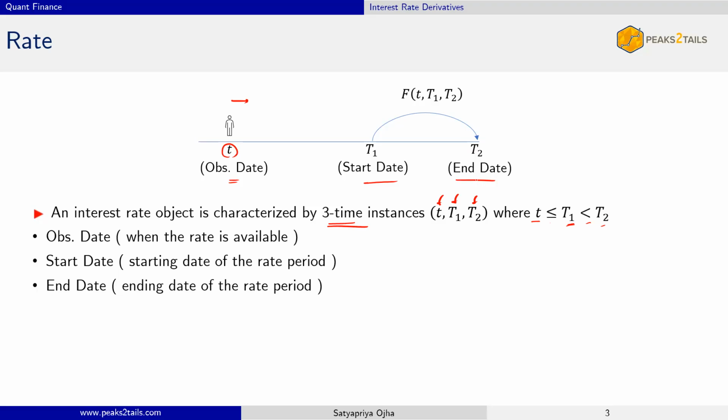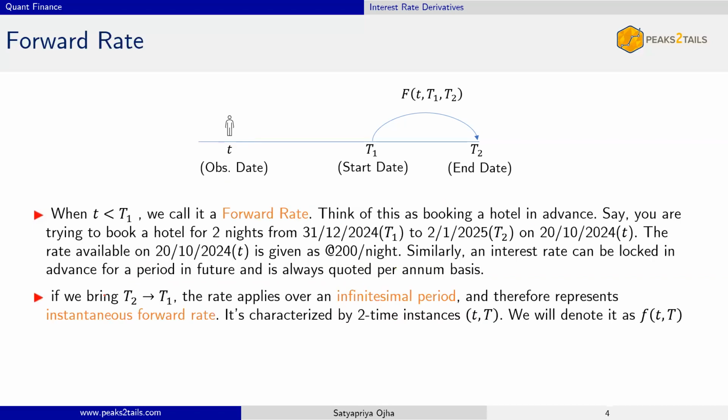T1 and T2, in general, can be in the future. The period itself can be in the future. And when are you observing that rate? When is that rate available for you to trade in? That is the observation date, small t. So three time instances, keep that in mind. These are all the things we discussed. Now let's look at one simple analogy to really drive home this concept.